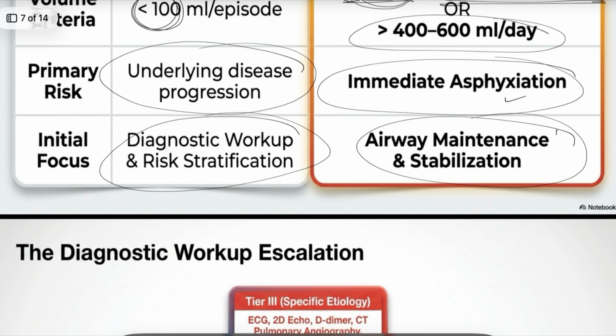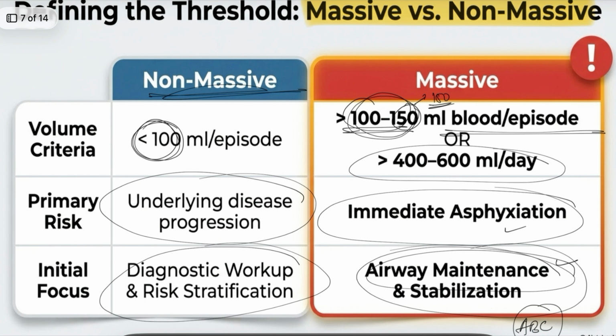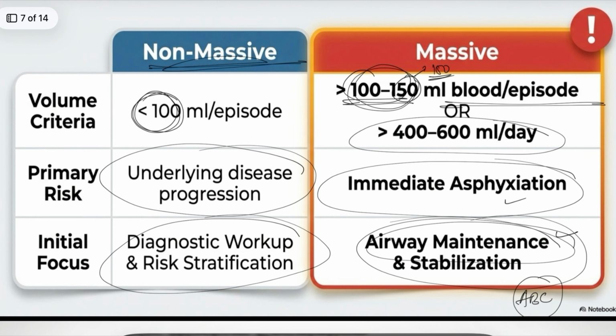So we have to maintain the ABC and stabilize the patient. In that, first we have to maintain the airway. I hope that is clear. This is an important slide. In hemoptysis, you have to know this part, because you have to manage accordingly by considering whether the patient is non-massive or massive.